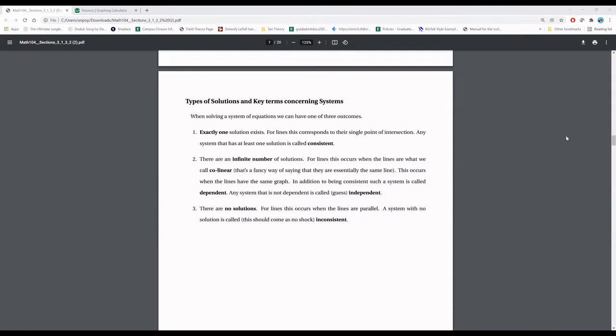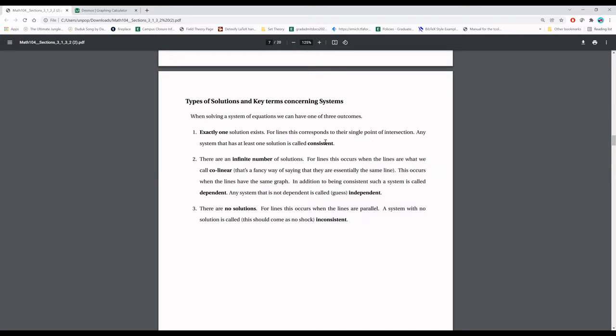All right, so let's consider the sort of solutions that we can get when we're dealing with a system. When we're solving any system of equations, one of three things is going to happen. We can have exactly one solution. When we're talking about lines, that happens when we have a single point of intersection. Any system that has at least one solution, we call that a consistent system.